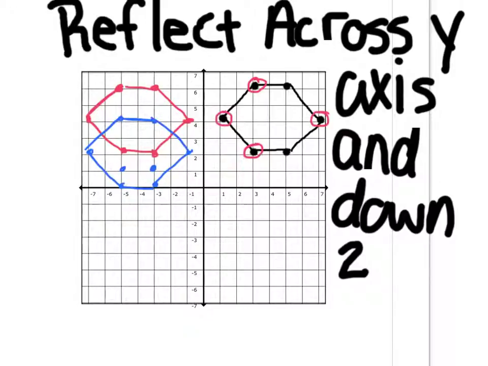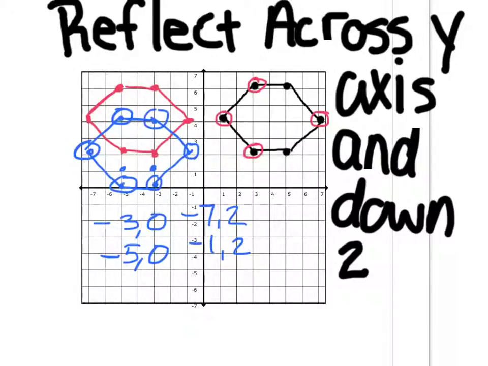Your points will be -3, 0, -5, 0, and that takes care of the bottom 2. In the middle, you'll have -7, 2, and then -1, 2. And on the top 2, it'll be -5, 4, and -3, 4.